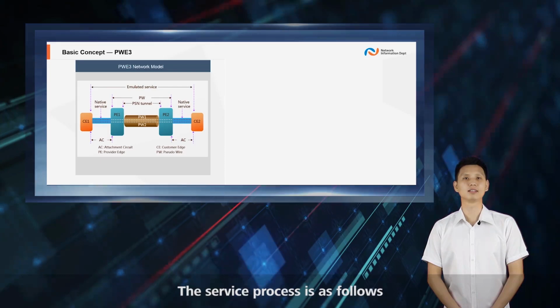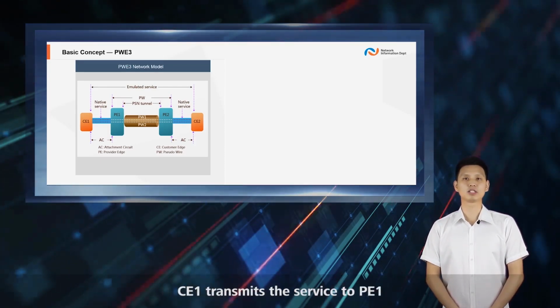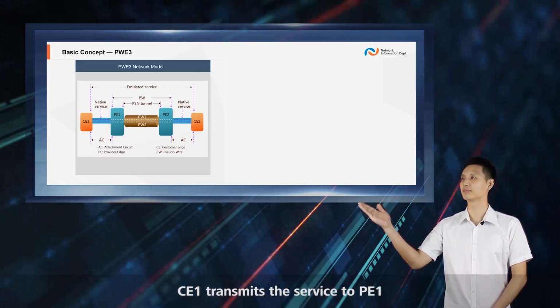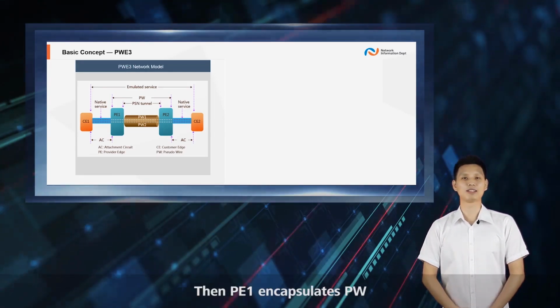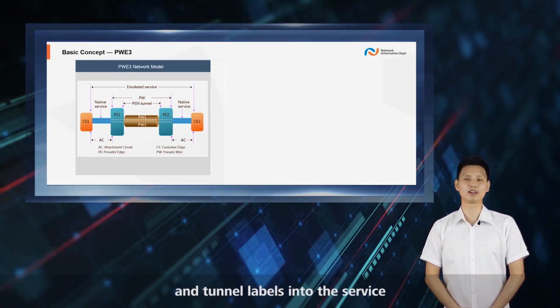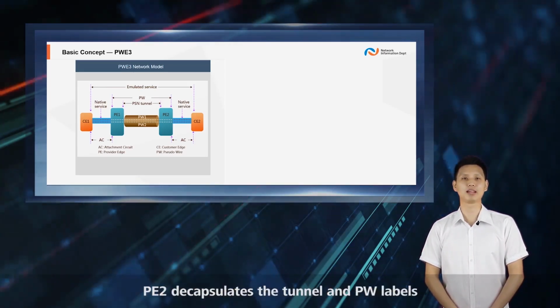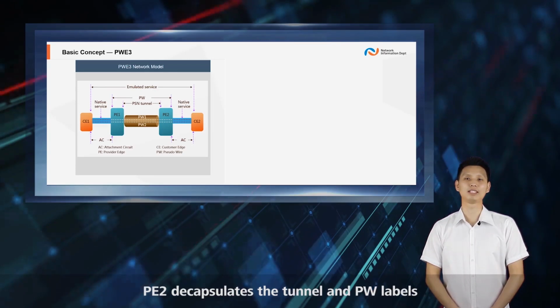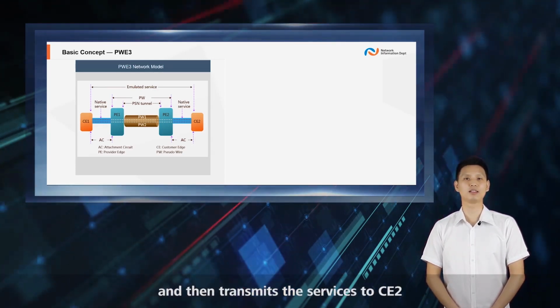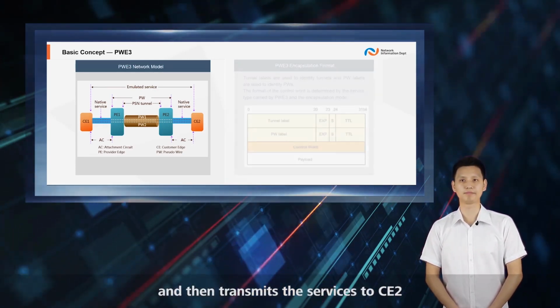The service process is as follows. CE1 transmits the service to PE1. Then PE1 encapsulates PW and tunnel labels into the service and forwards MPLS packets. PE2 decapsulates the tunnel and PW labels and then transmits the services to CE2.